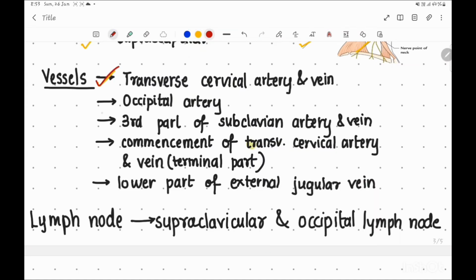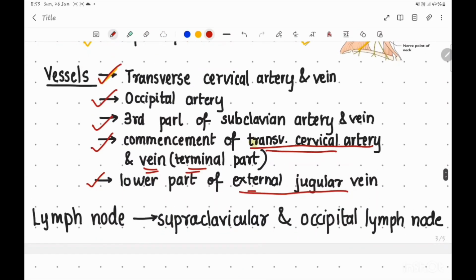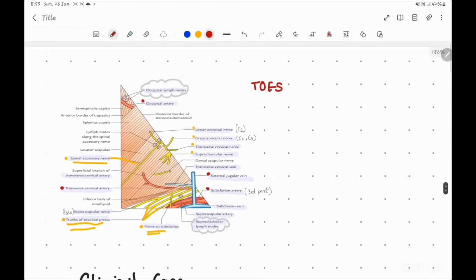First is transverse cervical artery and vein, occipital artery, third part of subclavian artery and vein. Then we say commencement of transverse cervical artery and terminal part of transverse cervical vein. I'll be showing all of this in the diagram. And the lower part of the external jugular vein. There are also lymph nodes, as I said, two important ones: supraclavicular and occipital lymph nodes. Now let us appreciate all of them in a diagram.